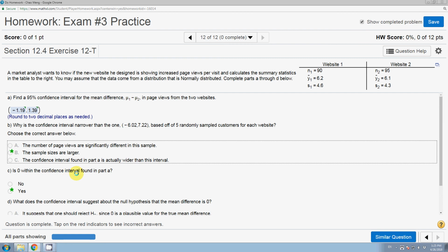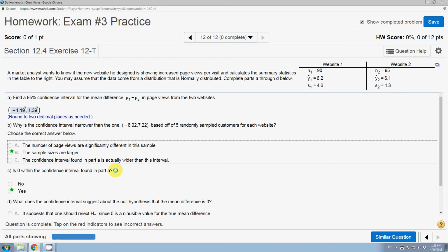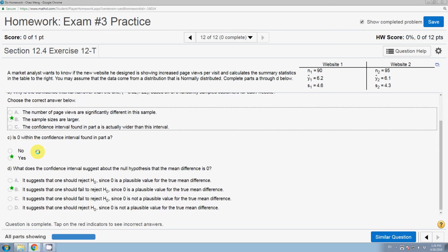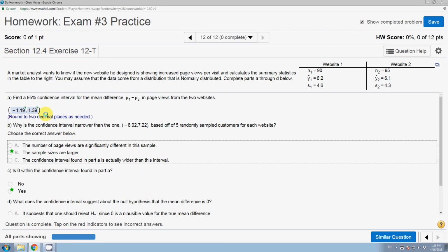And is 0 in the confidence interval? Yes, 0 is in there. And what does the confidence interval suggest about the null hypothesis? In the null hypothesis, we assume that mu1 minus mu2 is equal to 0, and this 0 is in the confidence interval. That means 0 could be a possible value for the true difference. So it suggests that we fail to reject the null hypothesis, because 0 is a plausible value for the true mean difference, since 0 is in the confidence interval.